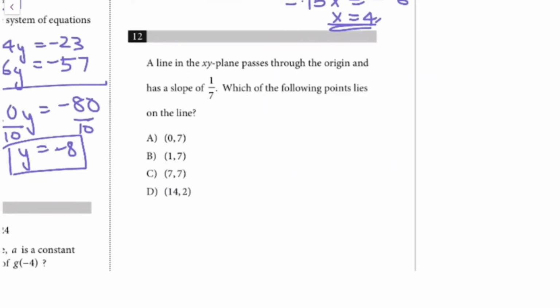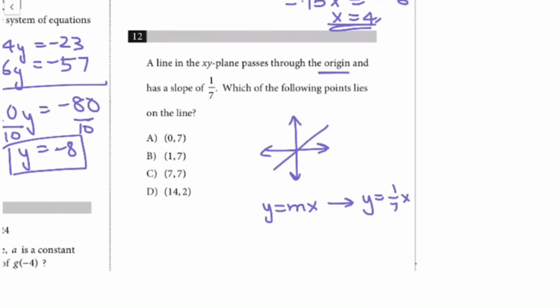Number 12. A line in the xy plane passes through the origin and has a slope of 1 over 7. Which of the following points lies on the line? So they tell me that the line passes through the origin, right? Which means that its y-intercept is 0, 0. What it also means is that this line is a direct variation. So its equation is just y equals mx. There's no b because there's no y-intercept, right? So my equation ends up being y equals 1 over 7x.